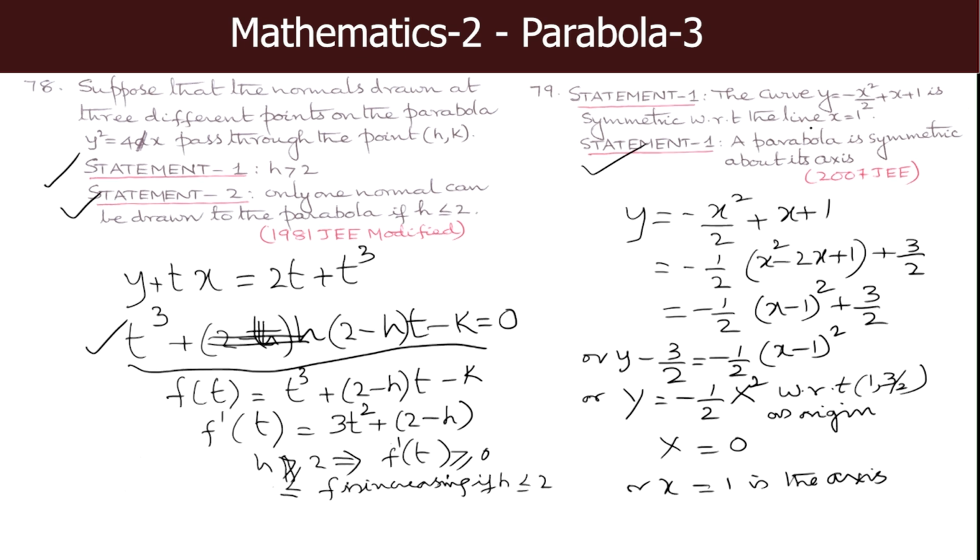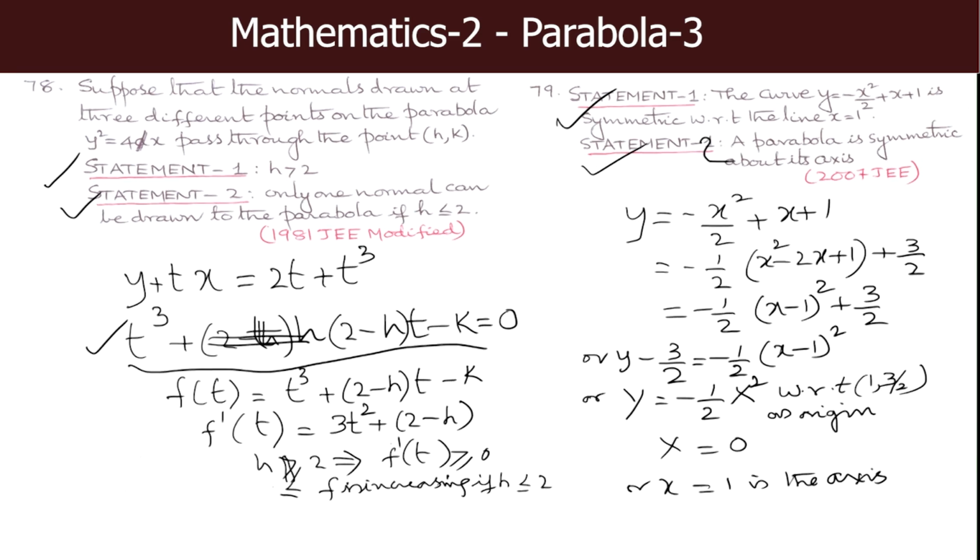Therefore, the axis of symmetry for this parabola is x equals 1. Because a parabola is symmetric about its axis, this is symmetric about the line. So both statements are correct, and statement 2 is a correct explanation for statement 1. So that's all the discussion on parabola. We close this discussion, and that's the end of the discussion of parabola and also in the EAPCET syllabus.